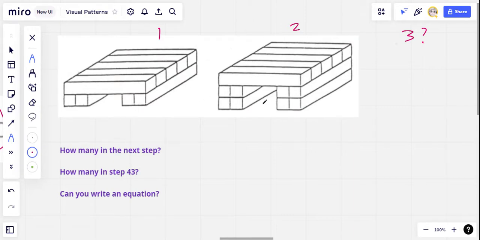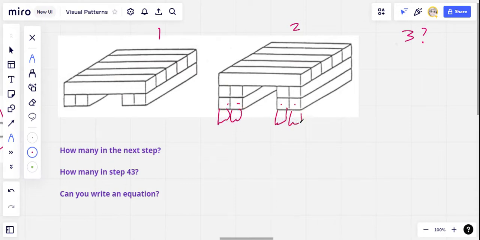And when we move to step 2, the top is the same. It's still those 5 blocks, but the feet have grown by 1. So there's another layer of feet. So it looks like we added these 4 blocks. So I would expect in the next step, we would add 4 more blocks.